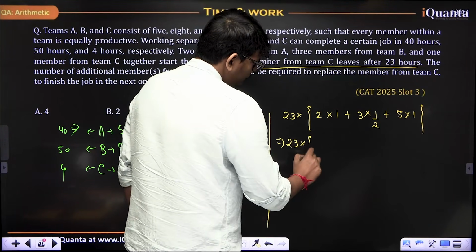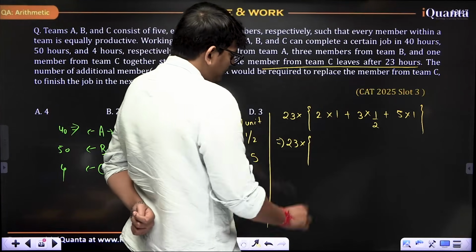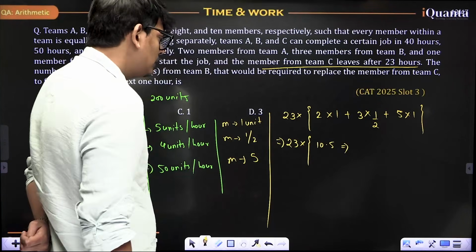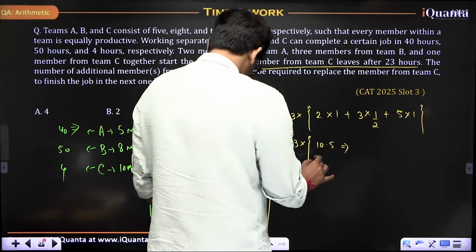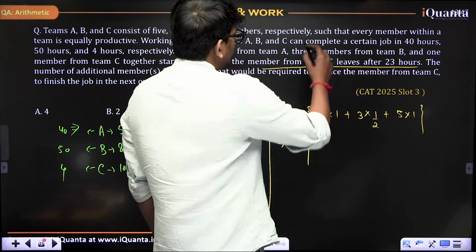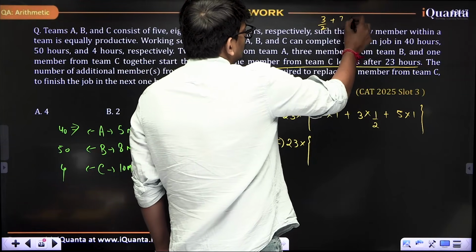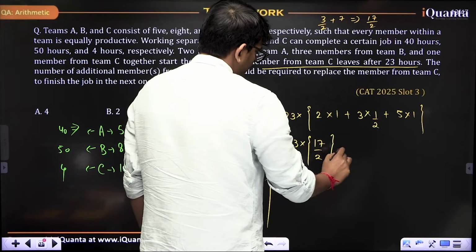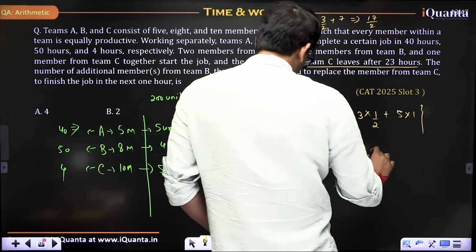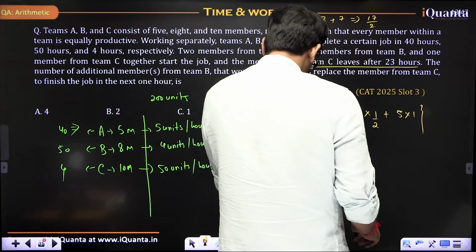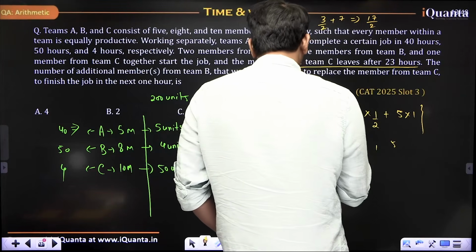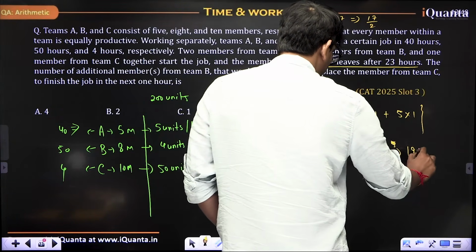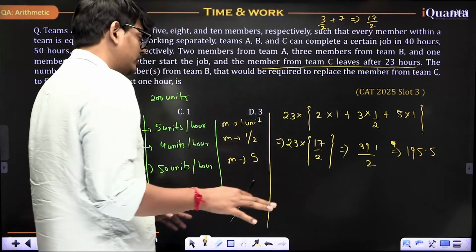23 into 7 plus 10.5, right? 10.5, no? No, it is 1.5. Sorry. Let me write it like this: 3/2 plus 7. How much? 14, 17/2. 17/2. So how much will this be? 17 3s are 51, 1, 5. 17 2s are 34 plus 5, 39. That is 195.5. Let me check the calculation once again.